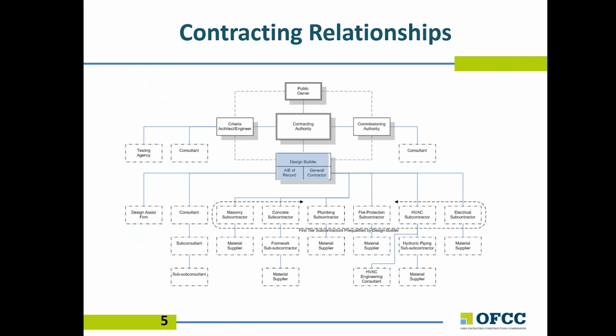In this diagram, each box represents a party. The lines drawn between them illustrate the legal contracts that are between the various parties involved in a project. In this method, the contracting authority has a separate contract for a criteria architect engineer, while the architect engineer of record is within the design build team. This single point of responsibility, the design builder, then holds subcontracts for all of the design disciplines and trade contractors.